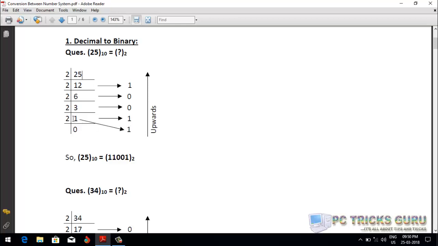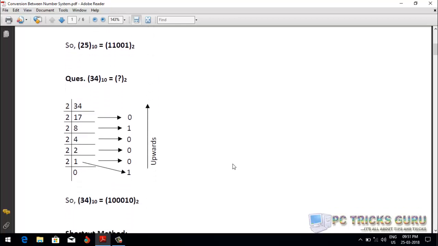Now 1 cannot be divided by 2 further, so we get quotient 0, and 1 will be taken as the remainder. Now after getting these remainders, we have to write them down from bottom to top. So it goes upwards. So 25 base 10 can be written as 11001, and we put the base as 2. So 25 base 10 is equal to 11001 base 2. So we have one more example here.